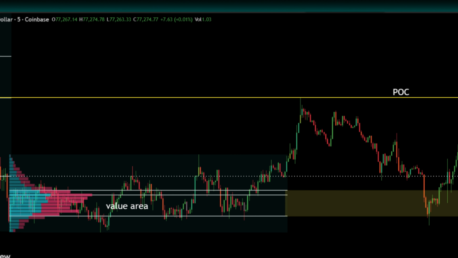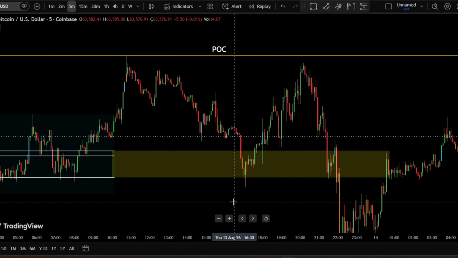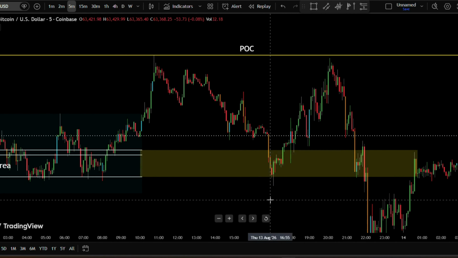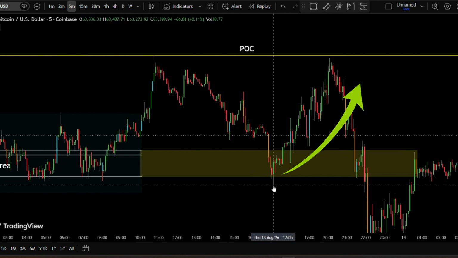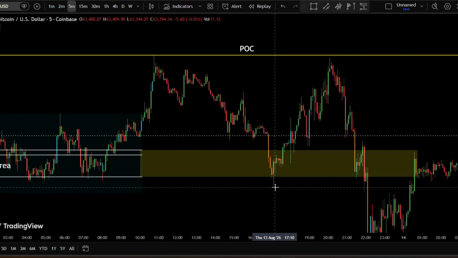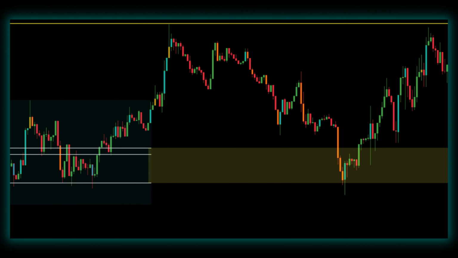Retail breakout traders are panicking here, but look exactly where the crash stops. It drops straight into our extended value area from earlier in the morning, and boom, we get a perfect aggressive bounce right off our historical volume. Why did this happen? Because the institutions spent hours building their long positions in that exact zone. When price returned to their best average entry price, they stepped in and violently defended it.